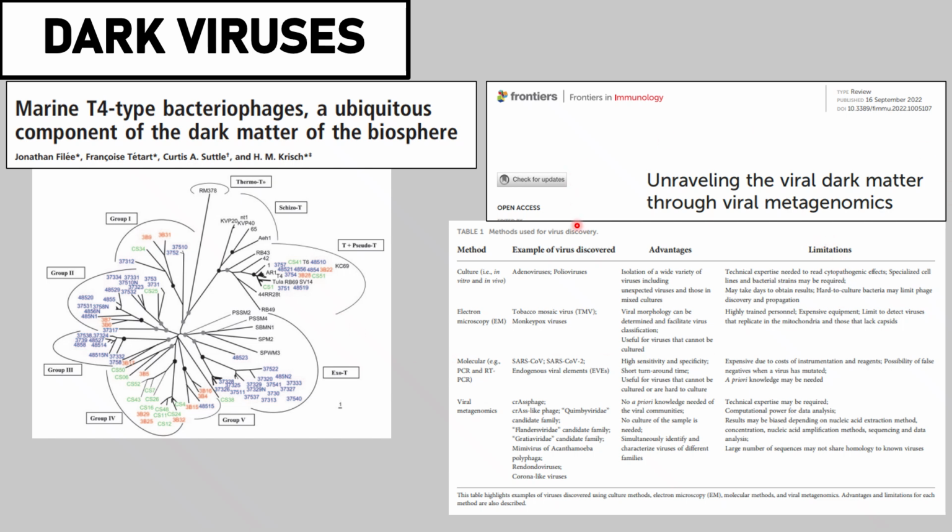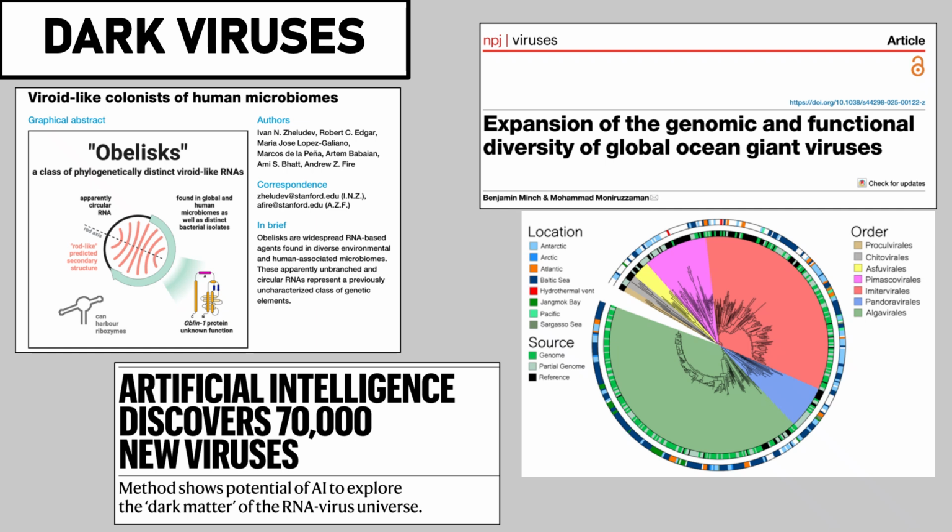A good review article is Unraveling the Viral Dark Matter Through Viral Metagenomics. It was 2022. Really showing that bioinformatics is a game changer, being able to actually sequence all this data and pull out viral genomes. Again, continue on. I talked about viroids. Turns out viroids aren't just in plants. There's actually viral-like colonists of human microbiomes, something called obelisks. These are a class of phylogenetically distinct viral-like RNAs. This came out in 2024.